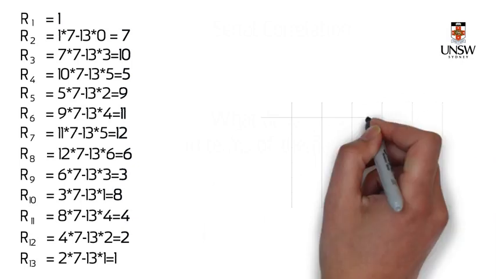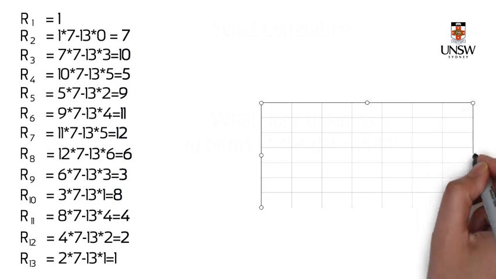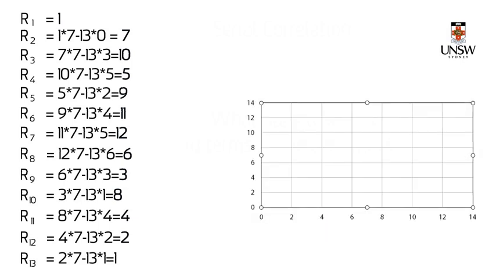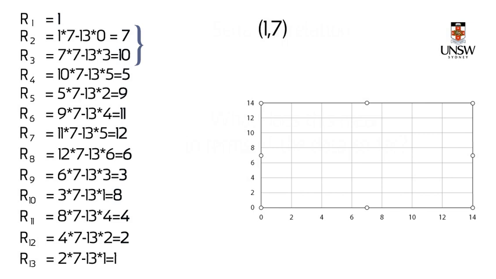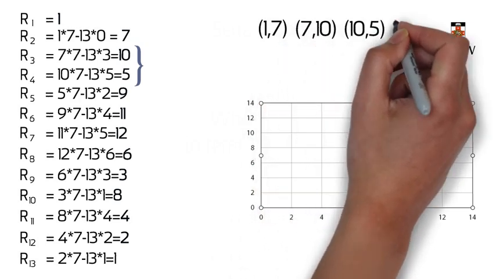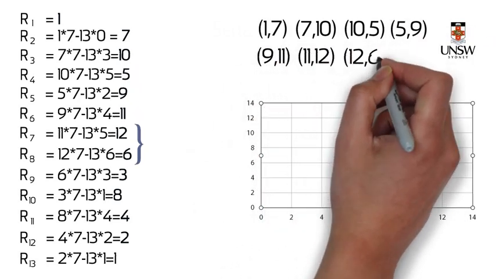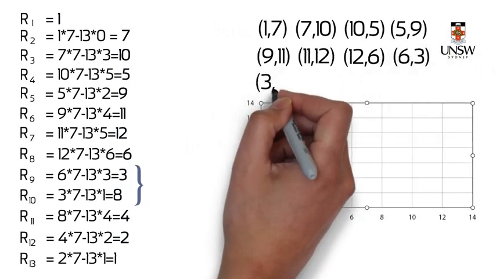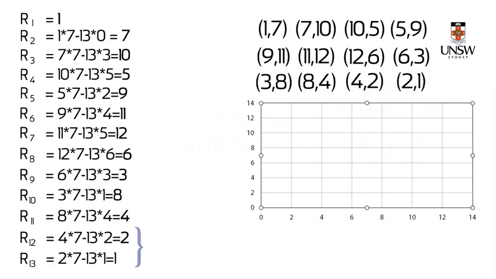Let's plot the random numbers in 2 dimensions. To do this, we will take each sequential pair of points and plot them. The first point will be r1, r2, which is 1, 7. The next point will be r2, r3, which is 7, 10. Then 10, 5; 5, 9; 9, 11; 11, 12; 12, 6; 6, 3; 3, 8; 8, 4; 4, 2; and 2, 1.